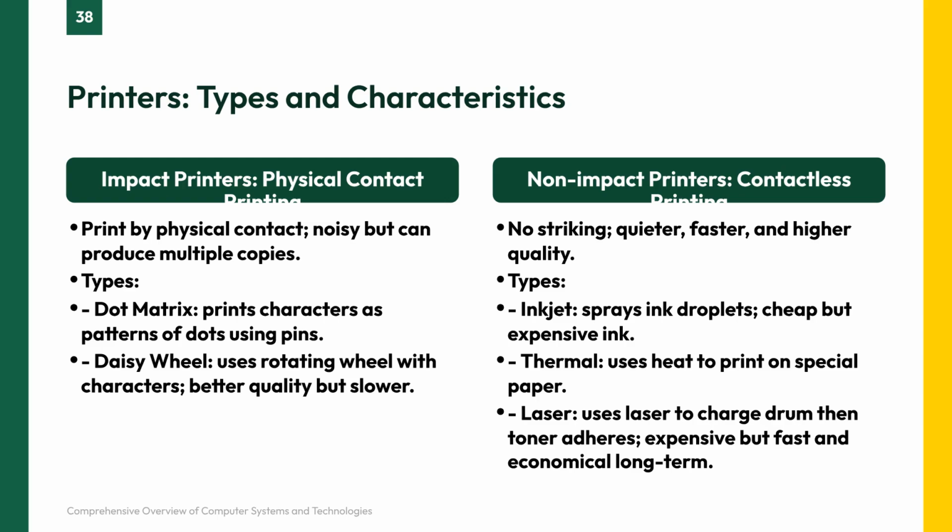Printers are categorized into impact and non-impact types. Impact printers, like dot matrix, use physical contact and are often noisy but can make multiple copies. Non-impact printers, such as inkjet and laser, are quieter, faster, and produce higher quality output without physical contact.